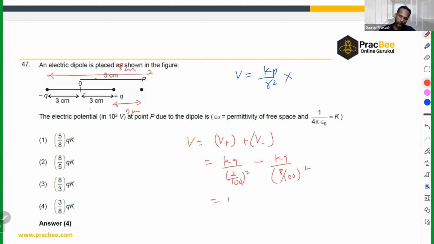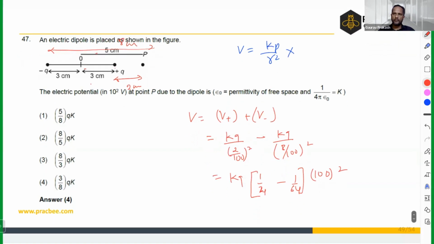So we take KQ as common and this 100 square also as common, and we will be left with 100 square, and we have 1 by 4 minus 1 by 64. So you can further simplify this to get the answer, and we have to find the electric potential in 10 to the power 2. So it's not a very difficult question. You can easily find the answer.